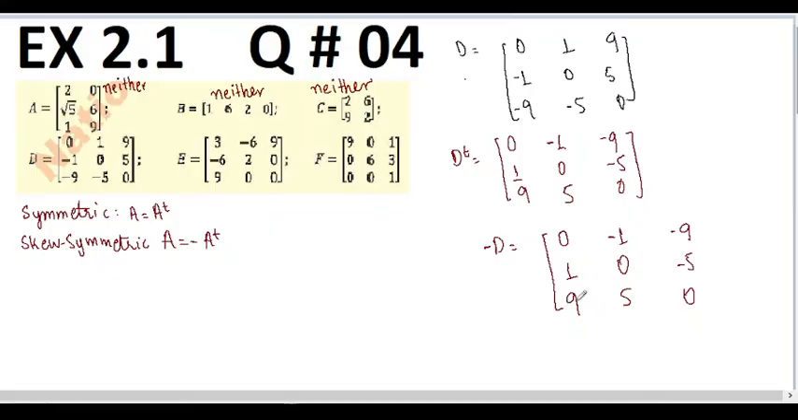And then we are going to enclose it in brackets, and we see that minus D, this matrix, equals D transpose, and when this happens, it is called a skew symmetric matrix. So minus D equals D transpose, it is a skew symmetric matrix, and I'm going to write it over here with this one, skew symmetric.